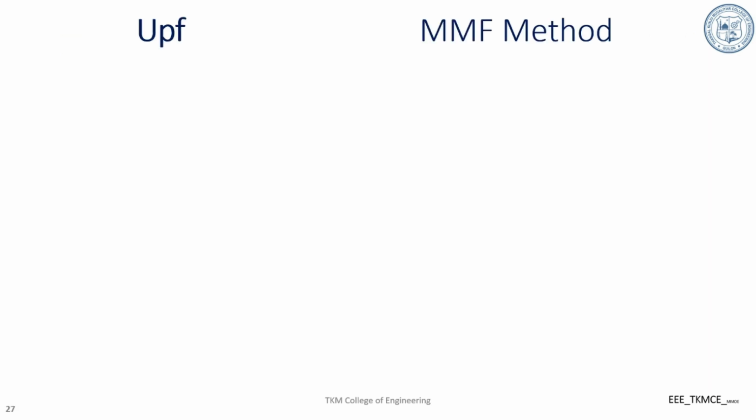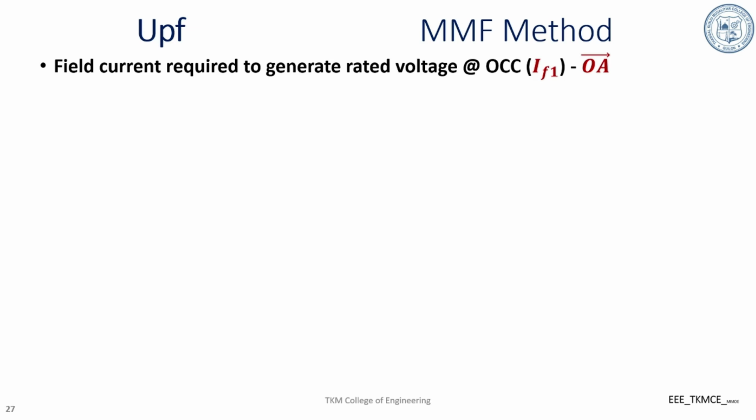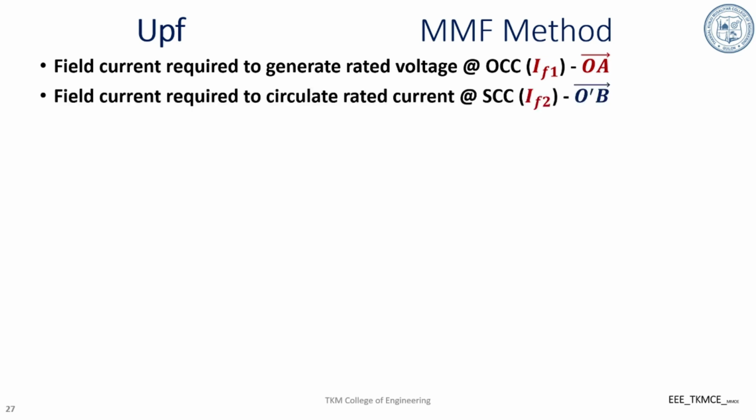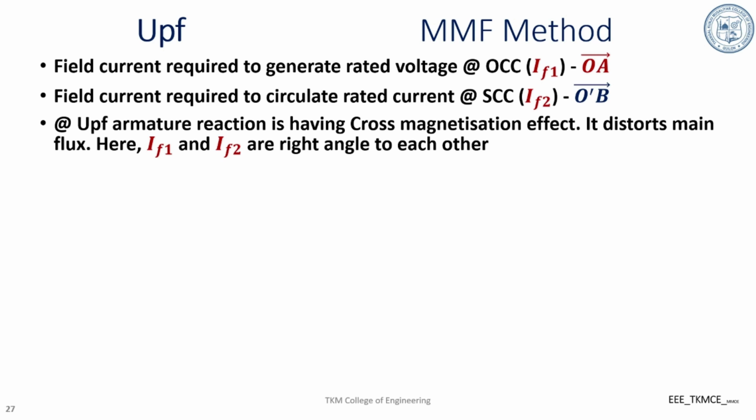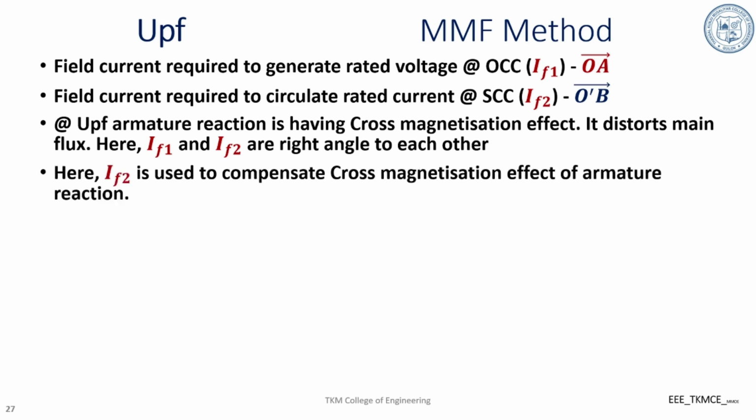So coming to unity power factor condition, the field current required to generate rated voltage under open circuit condition is IF1, which is represented by OA phasor. The field current required to circulate rated current under short circuit condition, that is IF2, is represented by OB phasor. Under unity power factor condition, armature reaction is having cross magnetization effect. It distorts the main flux. IF1 and IF2 are at right angle to each other. So in order to compensate cross magnetization effect of armature reaction, IF2 is required.